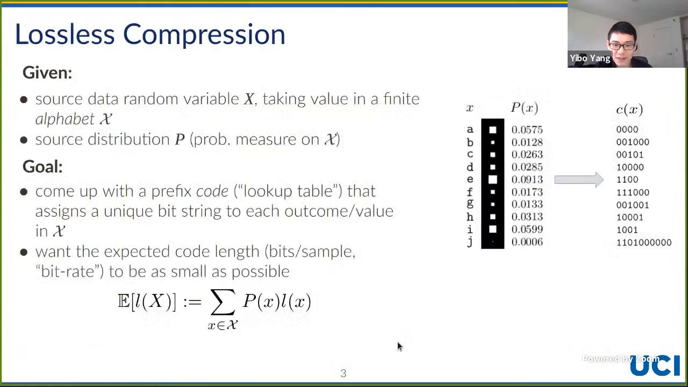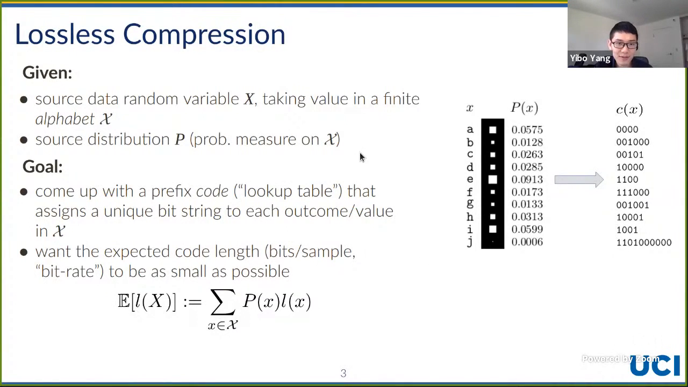This is the picture I want you to keep in mind when we talk about compression, this communication setup here. And let's begin with lossless compression. This is trying to compress such that the receiver receives a perfect copy of the original message.